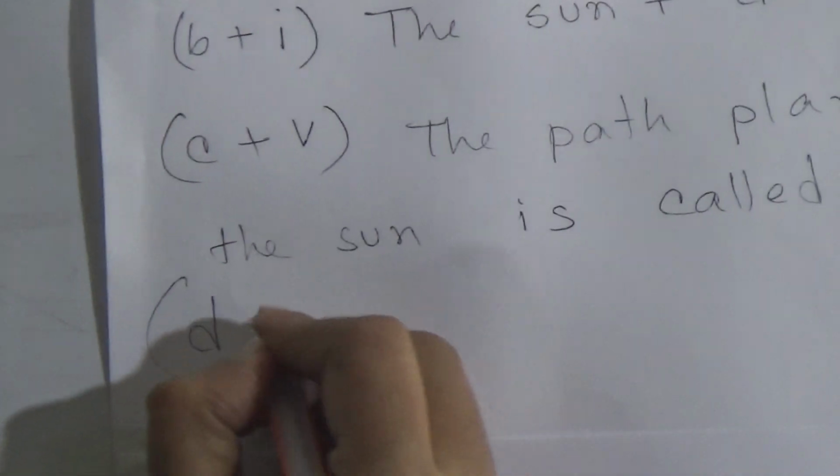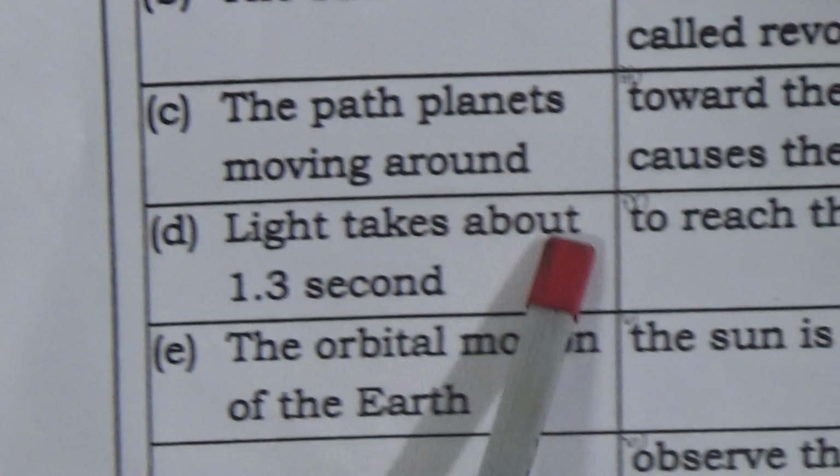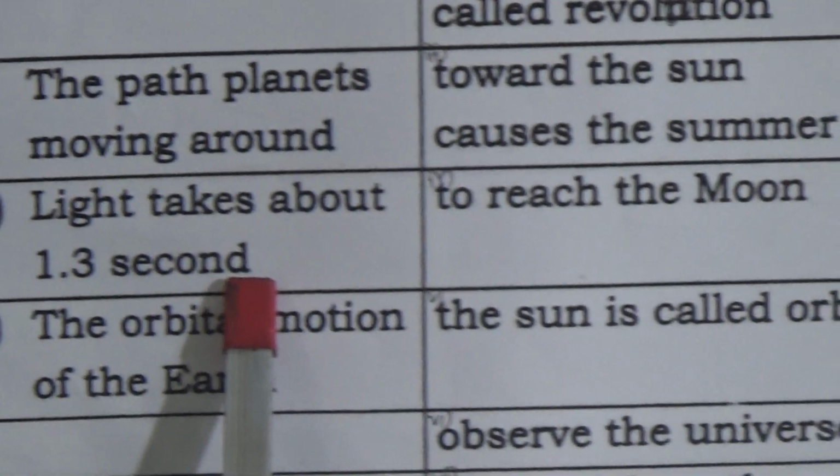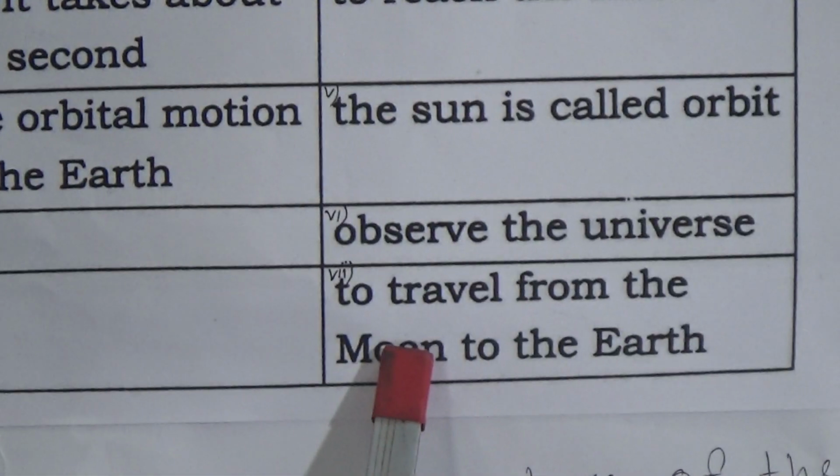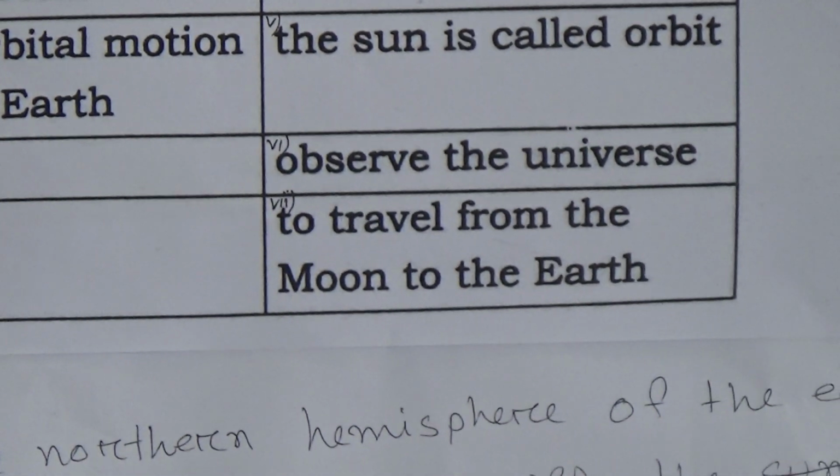Now I will match D. Light takes about 1.3 seconds. It will be matched with 7, to travel from moon to earth.